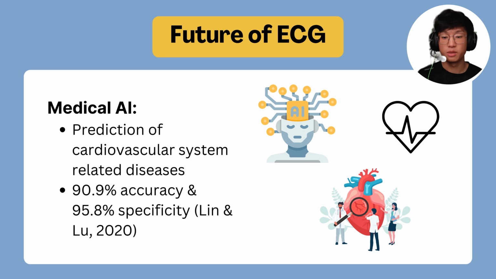Lastly, I would like to discuss the future use of ECG. In 2020, Liu and Lu successfully developed a machine learning algorithm capable of analyzing ECG signals to predict cardiovascular diseases. This technique achieved an accuracy of 90.9% and a specificity of 95.8%. With this technological breakthrough, patients identified as at risk can take preventive measures to avoid the onset of these diseases.